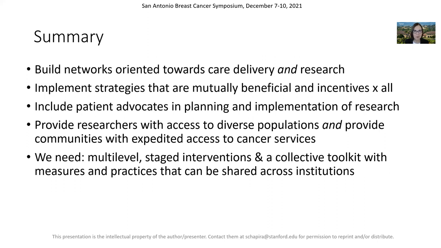We need to include the patient voice, patient advocates, in planning and implementation of research at all stages, including the conception of research studies. And we need to provide researchers with access to diverse populations, resources, and provide them with communities that are ready to participate in research. And once the partners have been identified, even think about expedited mechanisms for consultation and access to both research and cancer care services. So in summary, we need multi-level staged interventions and a collective toolkit with measures and practices that can be shared across institutions so that lessons learned in one site can be applied to others.